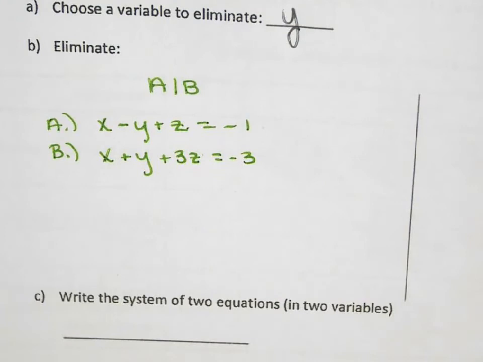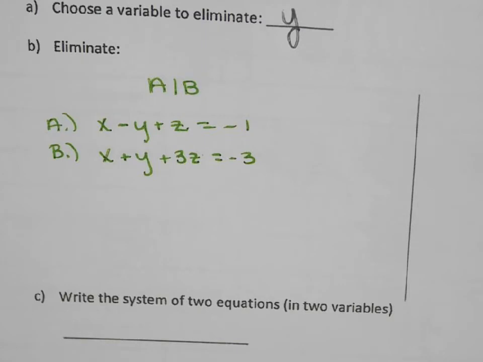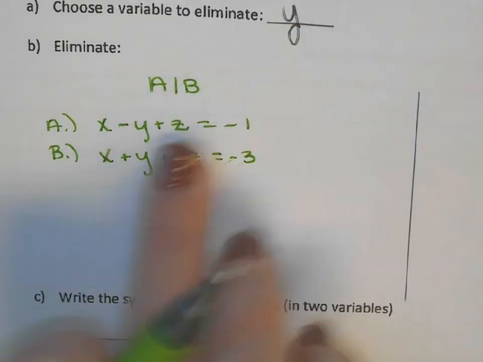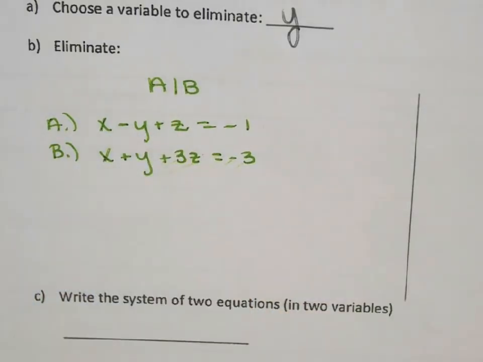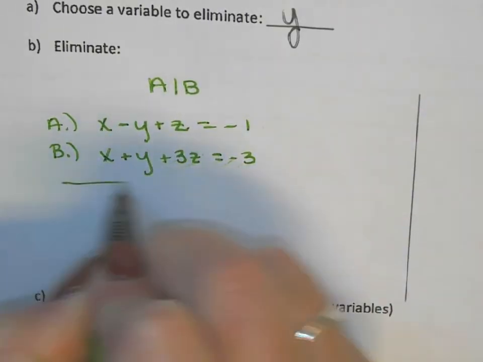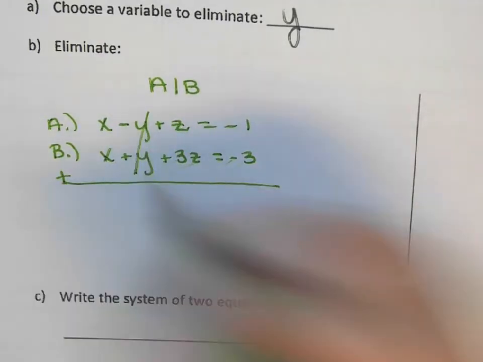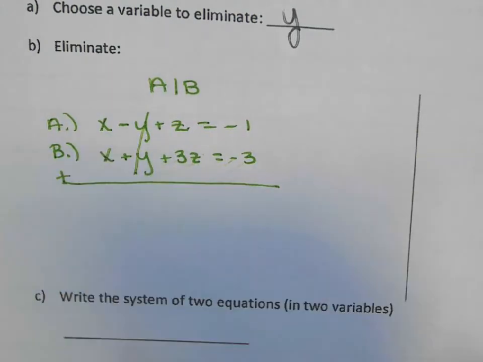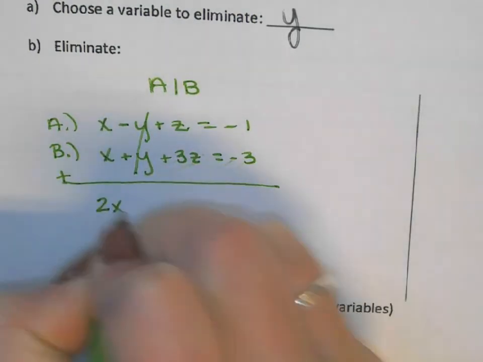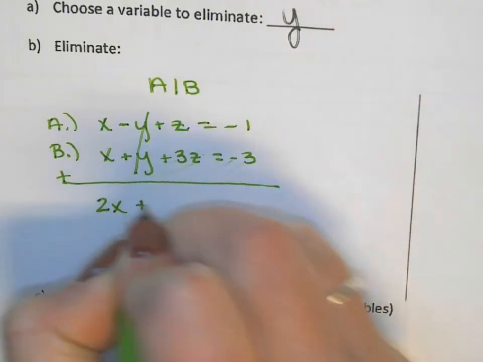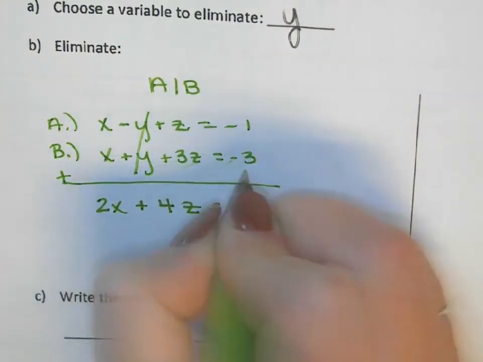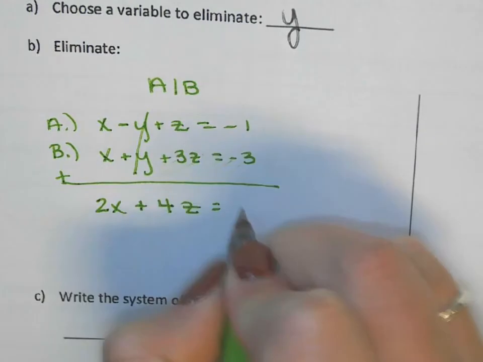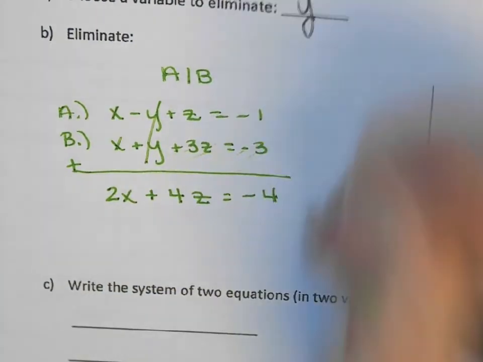Should I multiply the first one or the second one or both? You don't have to. I don't have to. Why? I'm trying to eliminate a y, and I already have a negative y and a positive y. Negative y and positive y already eliminate to nothing. Okay, what's x plus x? 2x. Z plus 3z, 4z equals -1 and -3, -4. Don't do anything else. You're done.